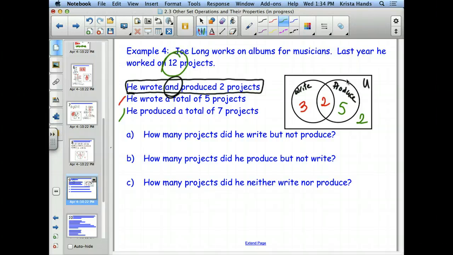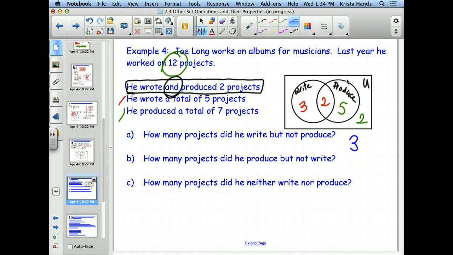Using that diagram now, we can answer the following questions. If you did happen to make a mistake on the diagram, I would love to see that your answers match your diagram, because you're not getting a double whammy. But we do want to answer based on the diagram that we have to work with. So let's take a look at the first one. It says, how many projects did he write and not produce? That's 3. Right, that's the outside of the right circle.